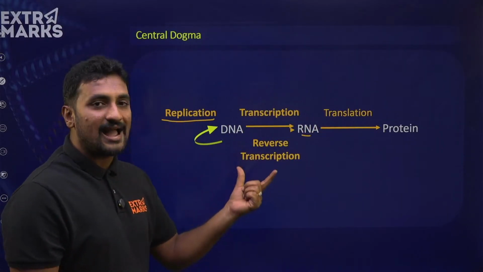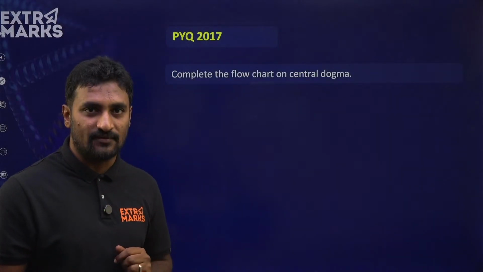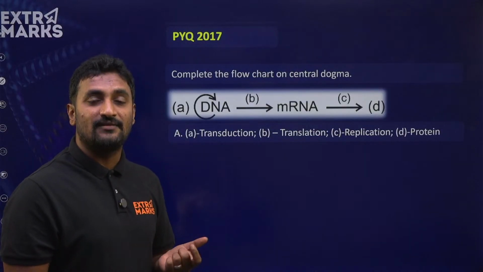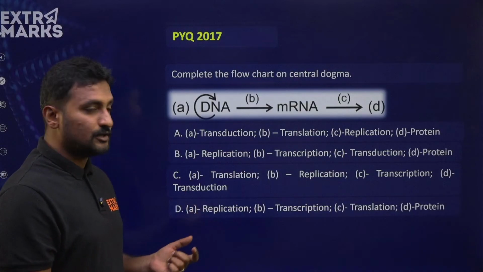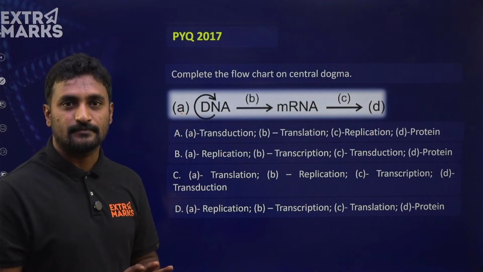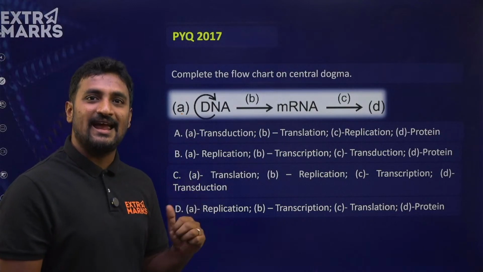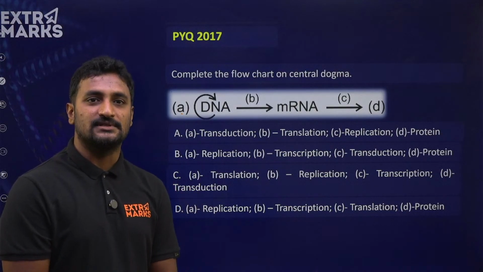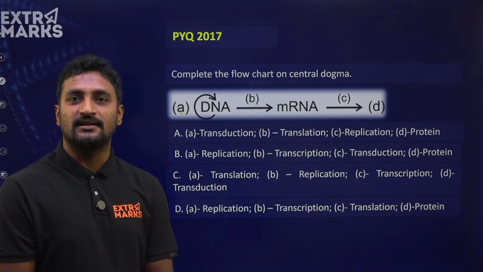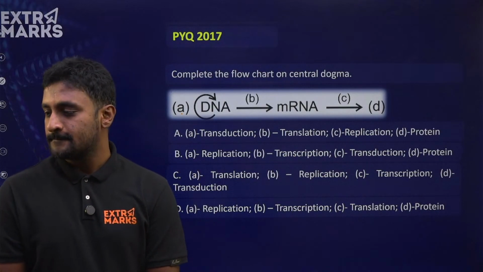Now this same diagram could be asked in your exam, and some questions can be framed in such a way. For example, in 2017, the complete central dogma was given and these are the options they gave. And they asked what exactly A, B, C and D represent. Please write your answer in the chat section.